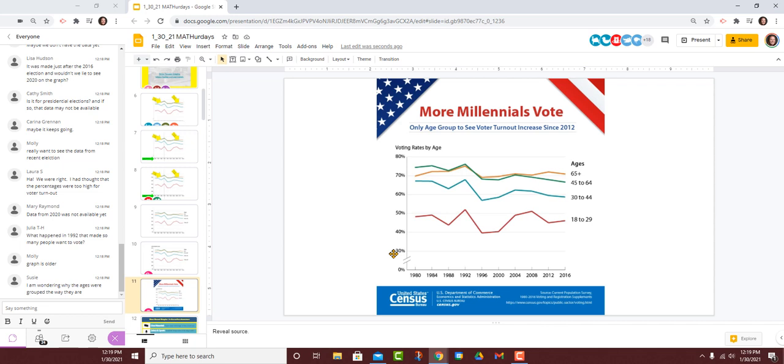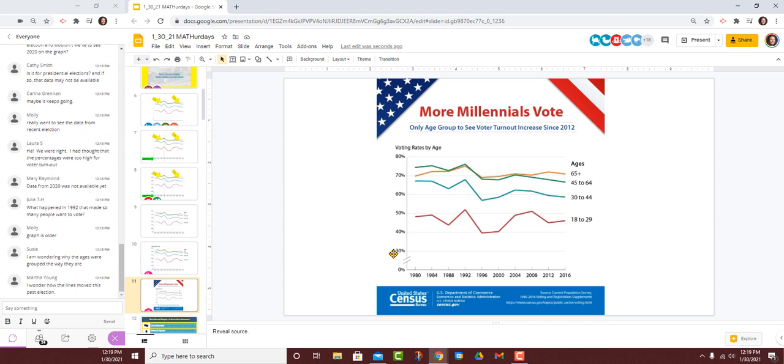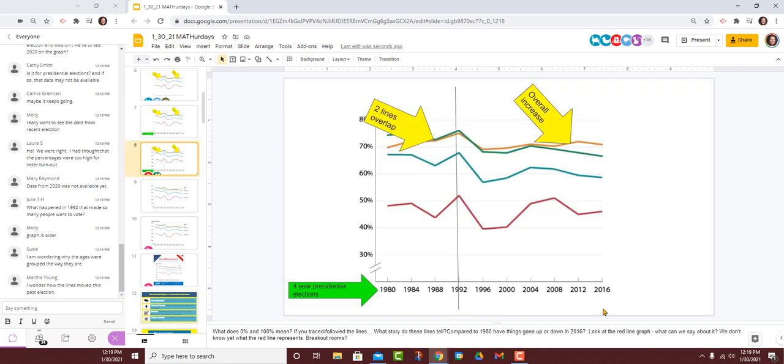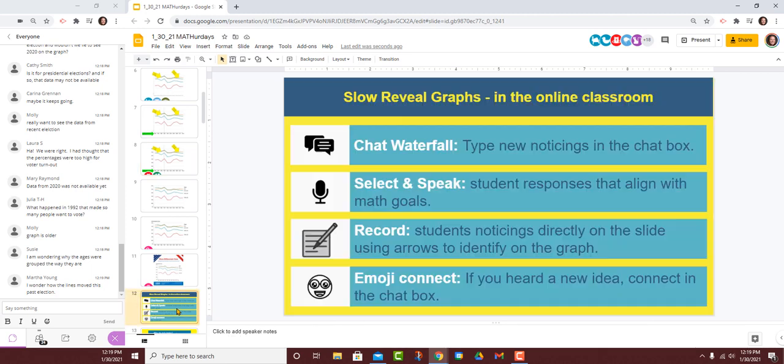I do also really enjoy the opportunity to use breakout rooms. But one of the things I was trying to showcase in this example is how we increase student confidence using this task. By using the chat waterfall, kids can get kind of lost in the crowd, which is something that they start to appreciate. I'm going to select certain students to speak based on my goals. And then I like to keep the recordings directly on the graph, right along with what people are saying and seeing the way that those recordings change over time.